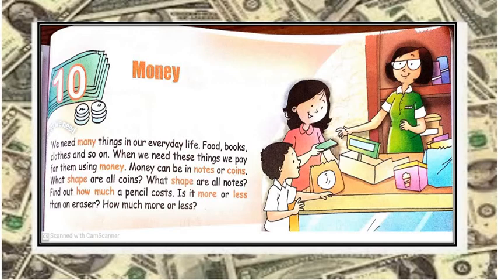Today I am here with the revision of chapter number 10, Money. We need many things in our everyday life: food, books, clothes, and so on. When we need these things, we pay for them using money. Money can be in notes or coins.